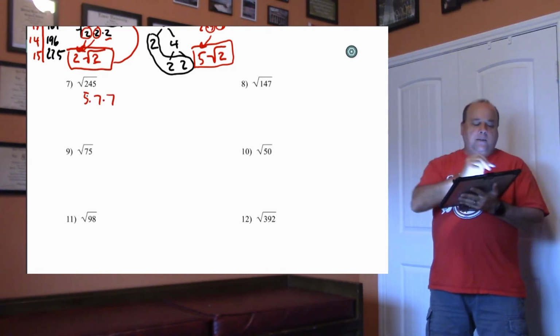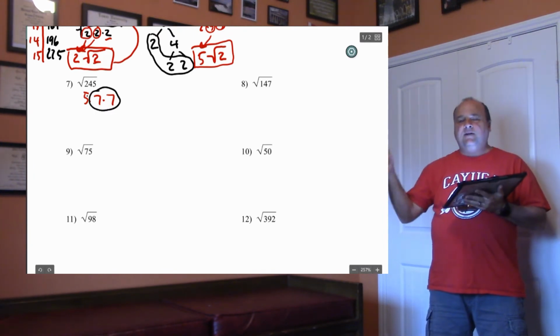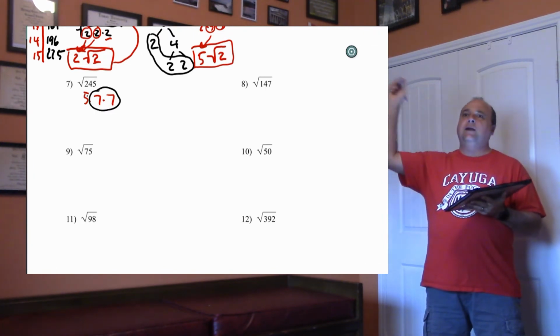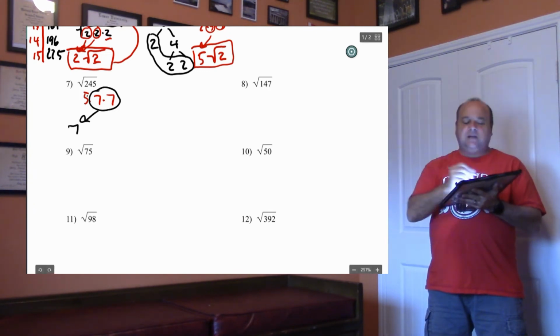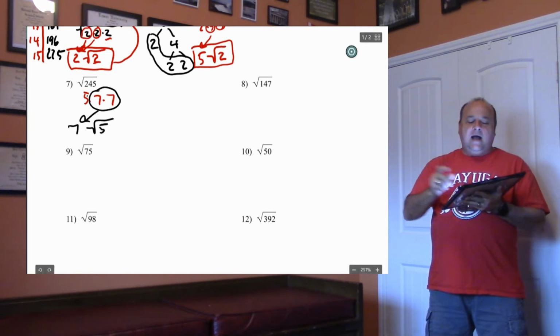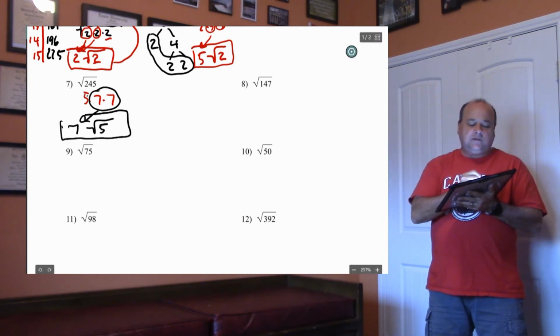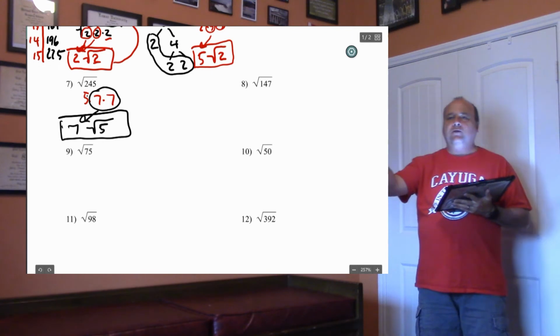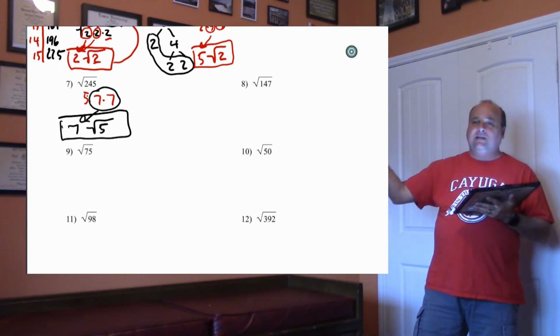Then circle your pairs. I could circle a pair of 7s, right? 7 times 7 is 49. The square root of 49 is 7, so I could pull out a 7, can I? And the 5 stays inside, right? I have one number outside. I have one number inside. This is my answer. So if I were to type in the square root of 245 and 7 times the square root of 5, my answer would be the same.